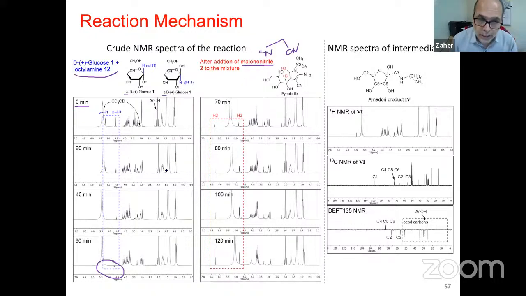We add it to the reaction mixture, and then we follow the progress of the reaction. The minute we add malononitrile, we can observe signals here and here. These signals are coming from this proton here and this proton here. This is proton 2, proton 3. As the reaction progresses, these signals become more concentrated, and these signals even more concentrated at the end of the reaction.